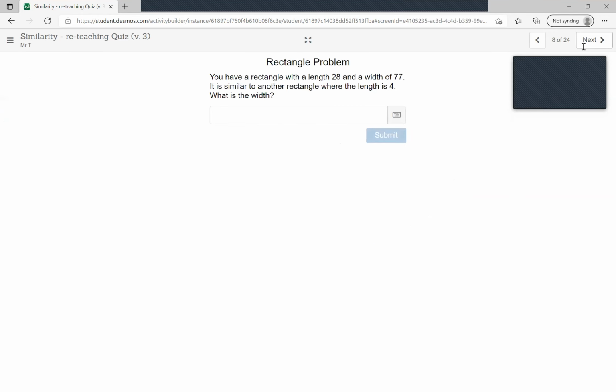Almost done. Rectangle, 28 and 77. You're making another one. The length is 4. So what's the width? So once again, I can do 28 over 77 equals 4 over x. Kind of doing this in my head, because I want to finish up quickly. So the x and the 28 are going to get multiplied together, and the 77 and the 4 are going to get multiplied together. I think we'll find out in a second.